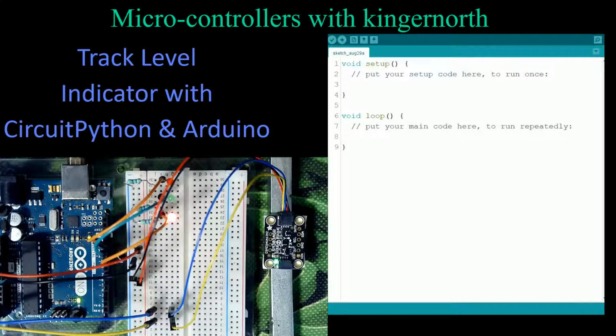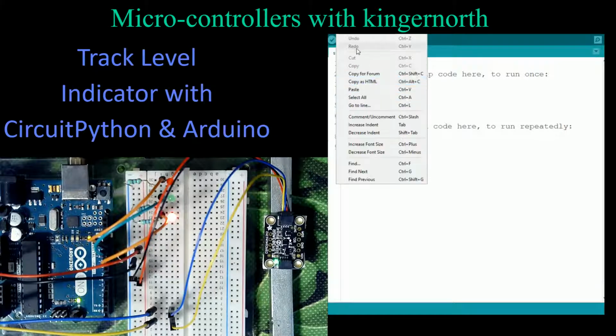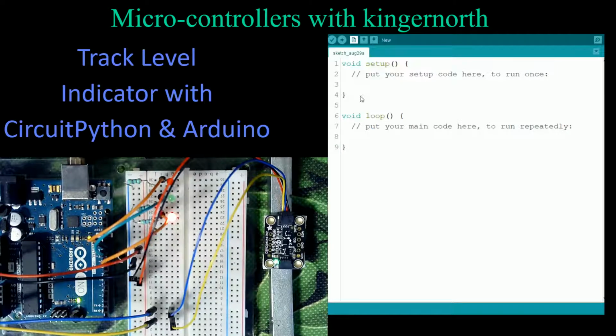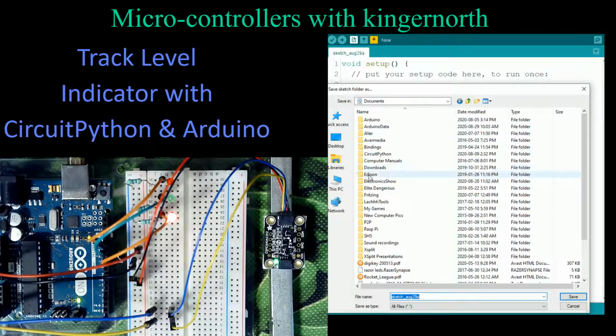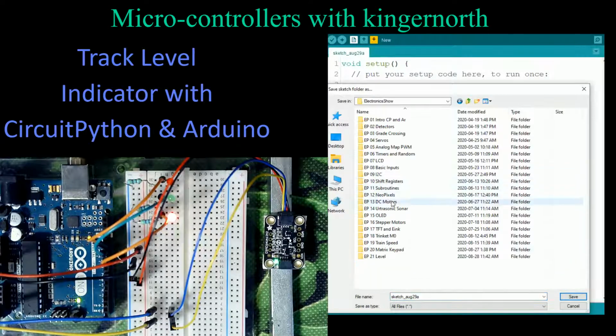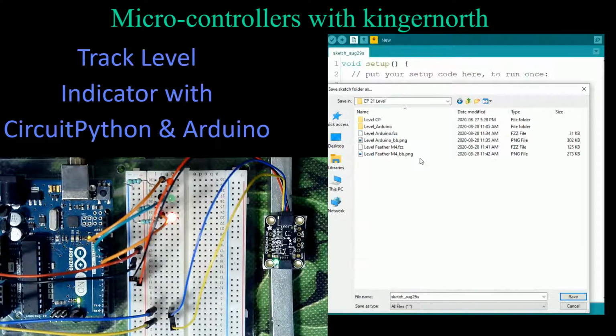So let's have a look at what we did to build this program. And again, I have over here on the right hand side of the screen, I have the basic program. So the first thing I'm going to do, I'm going to go File, Save As, just like we always would. I'm not going to save it in my Arduino folder. I'm actually going to save it in my electronics show folder. We're way down here to the level. This is episode 21. I actually have one already built here, which is what I know how it works.